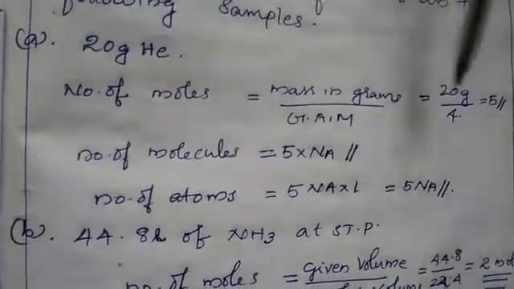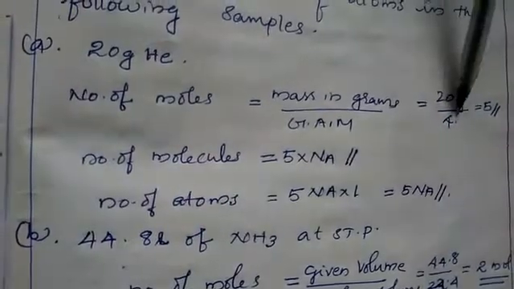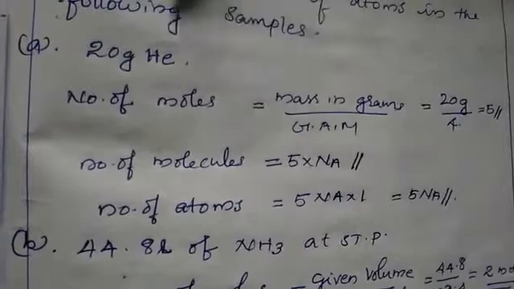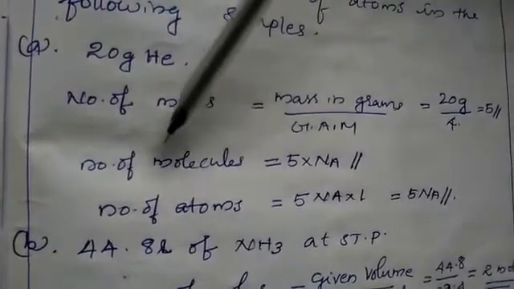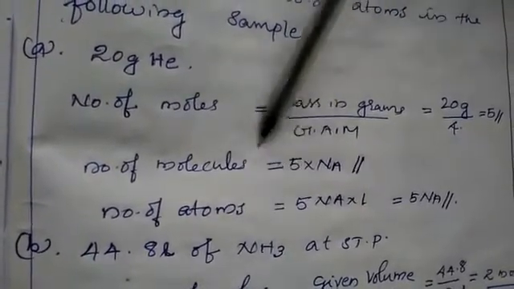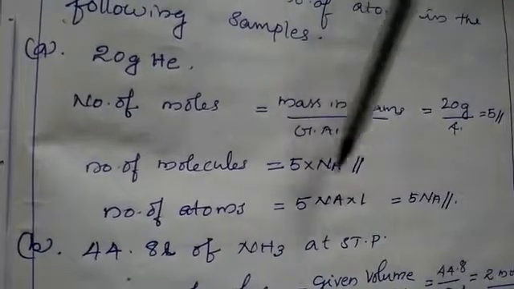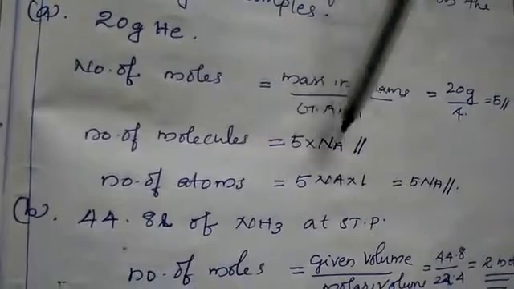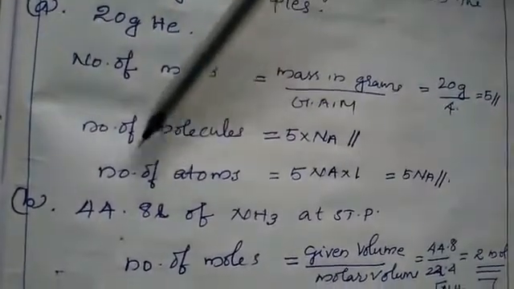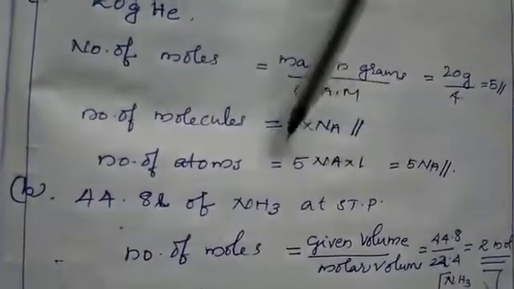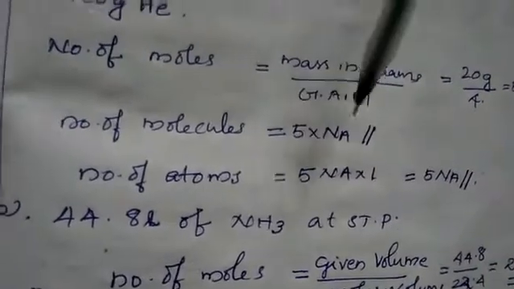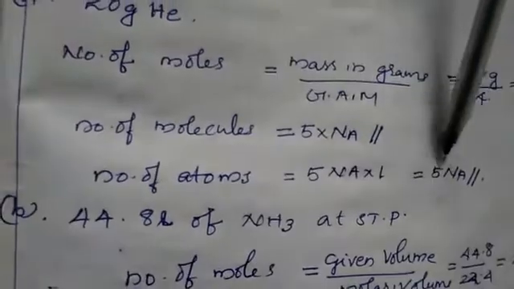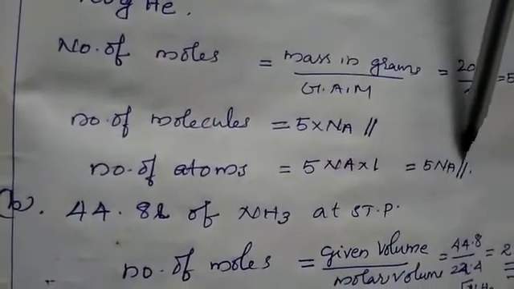It is atom. That's why. So 20 grams divided by atomic mass of helium is 4, that is 5. 5 is the number of moles. How can we calculate the number of molecules? Number of molecules is equal to number of moles into Na. For every question you have to do it that number of moles into Na. How can we calculate the number of atoms? Number of atoms is equal to, helium contain only one atom. So 5 Na into 1 atom, that is 1. So it is actually 5 Na itself.